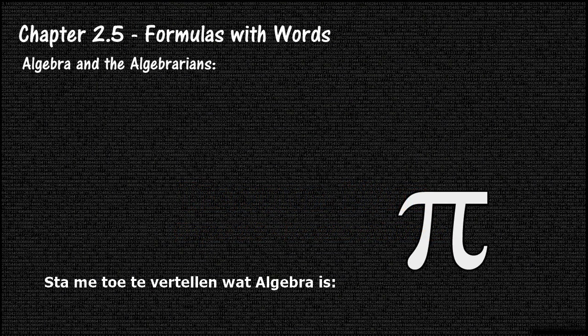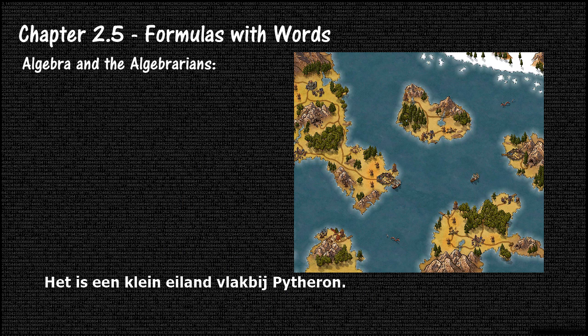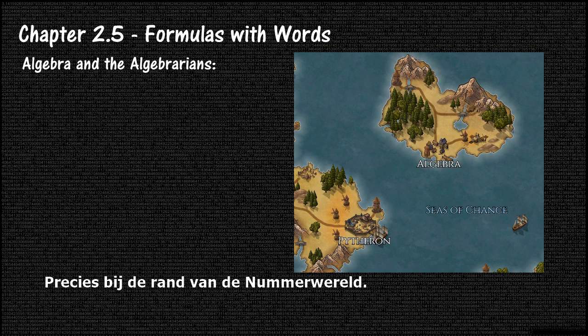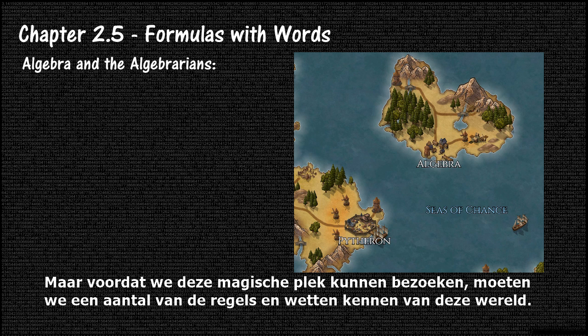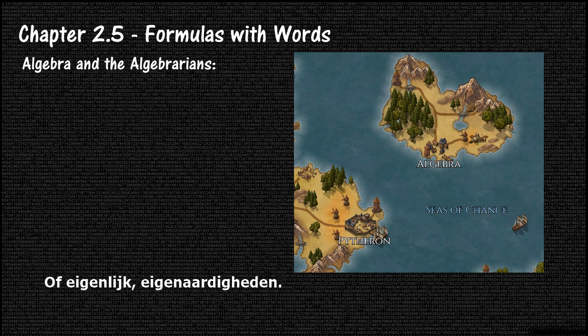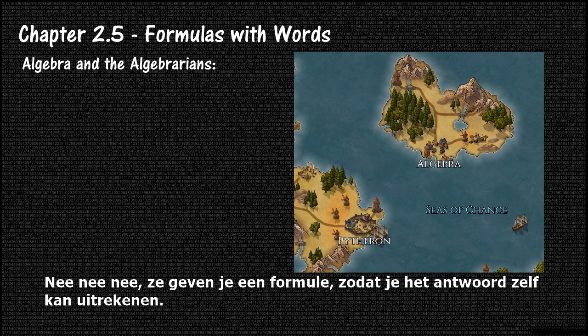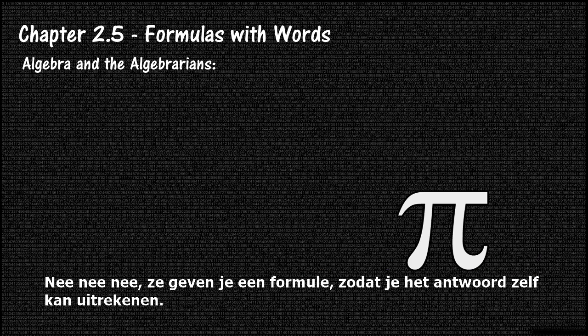So let me tell you what algebra is. Algebra is the world where the algebraians live. It's a small island off the coast of Pythagorean. You see? Right here, near the outskirts of the number world. But before we can visit this magical world, we should know a few rules and laws of this world, or rather quirks. You see, in algebra, they don't like to tell you the answer to your questions straight away. No. They give you a formula so you can calculate the answer for yourself.